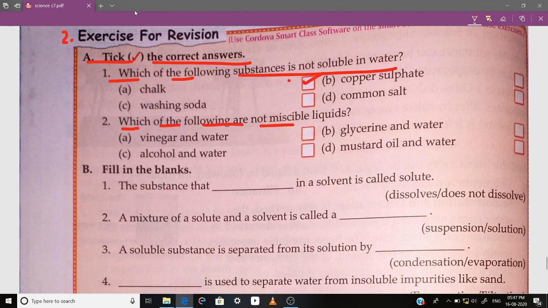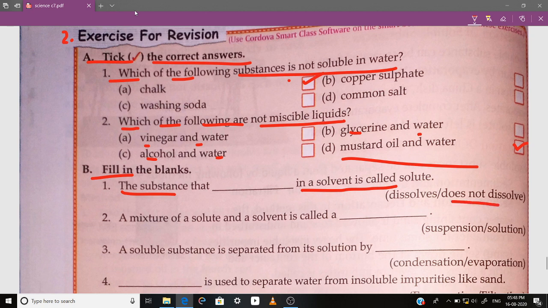Which of the following are not miscible liquids? Vinegar and water, glycerine and water, alcohol and water, mustard oil and water. So mustard oil and water are not miscible. They do not mix with each other. Okay. Now fill in the blanks. The substance that dash in solvent is called solute. Options: dissolve, dissolves or does not dissolve.